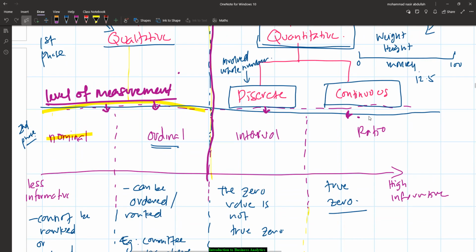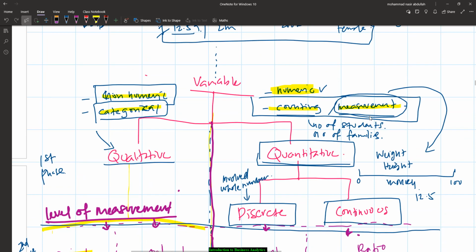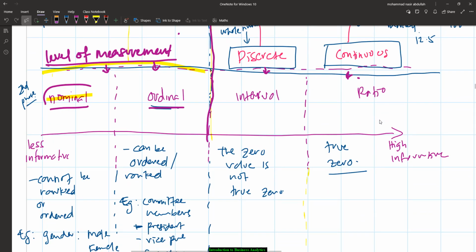So under qualitative variable, we have nominal scale and ordinal scale. So remember, qualitative variable is a categorical variable. Right? Again, I going slowly. Qualitative variable is a categorical variable. So nominal scale and ordinal scale is also a categorical variable. Both are categorical variable. So what differentiates between nominal and ordinal?